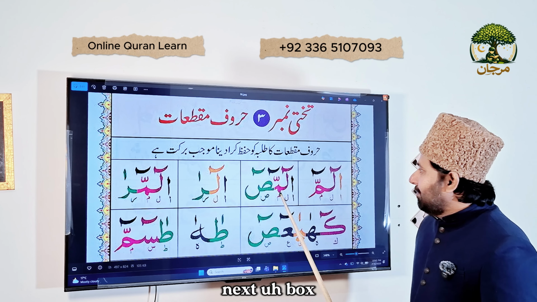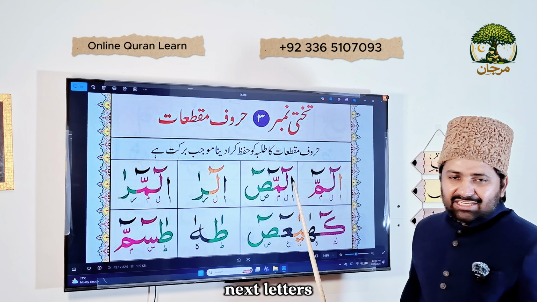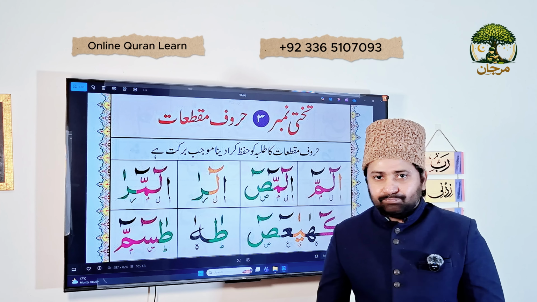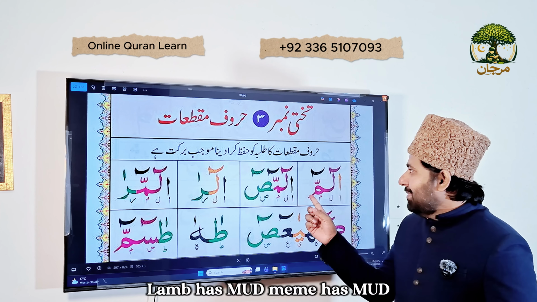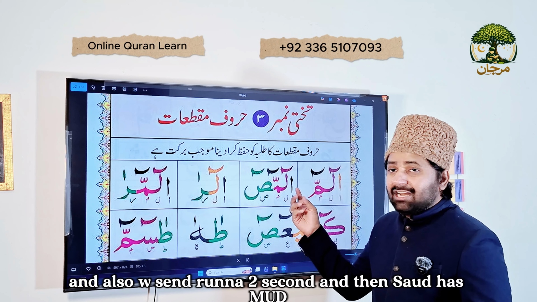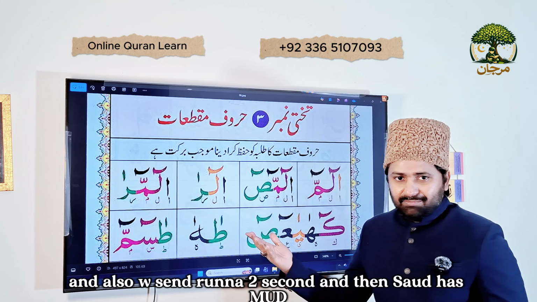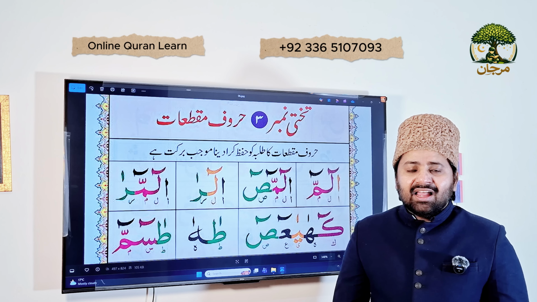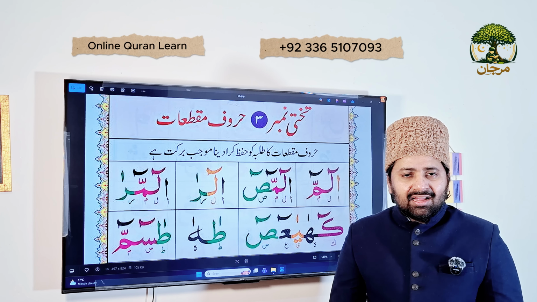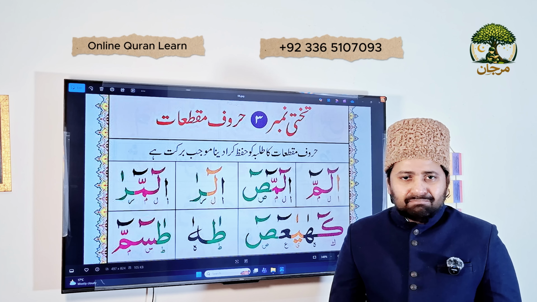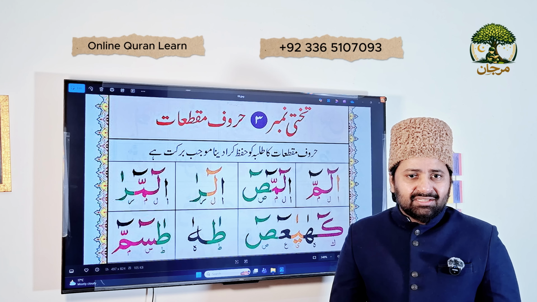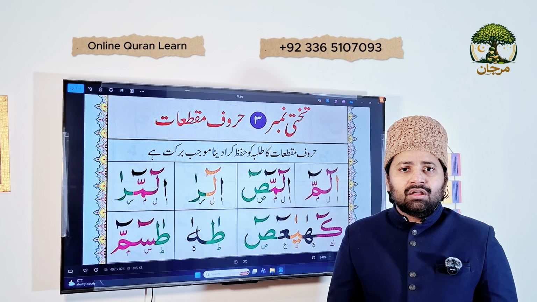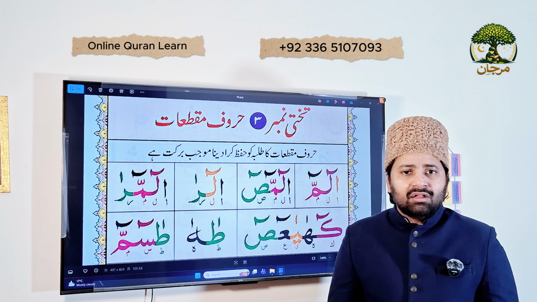Next box, next ayah, next letters, same rules that I explained in the first box. Lam has mad, Mim has mad, and also the W sign, ghunna 2 seconds, and then Sad has mad. Alif. Lam. Mim. Sad.